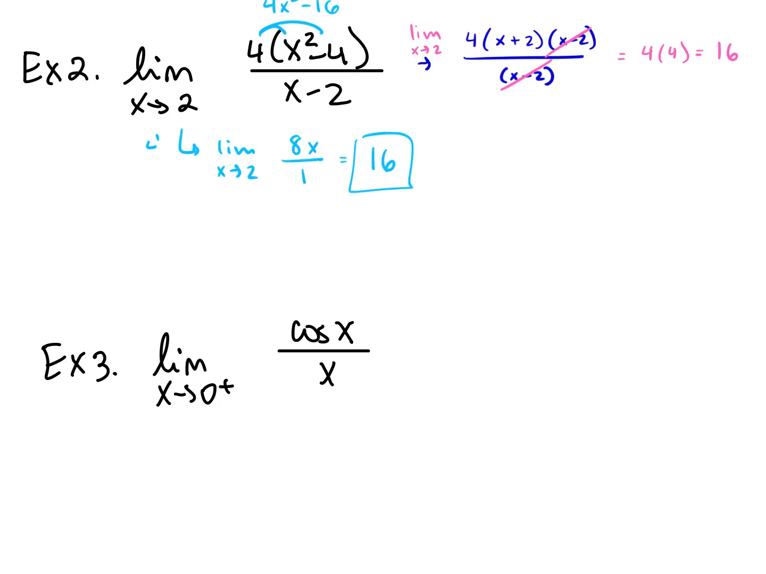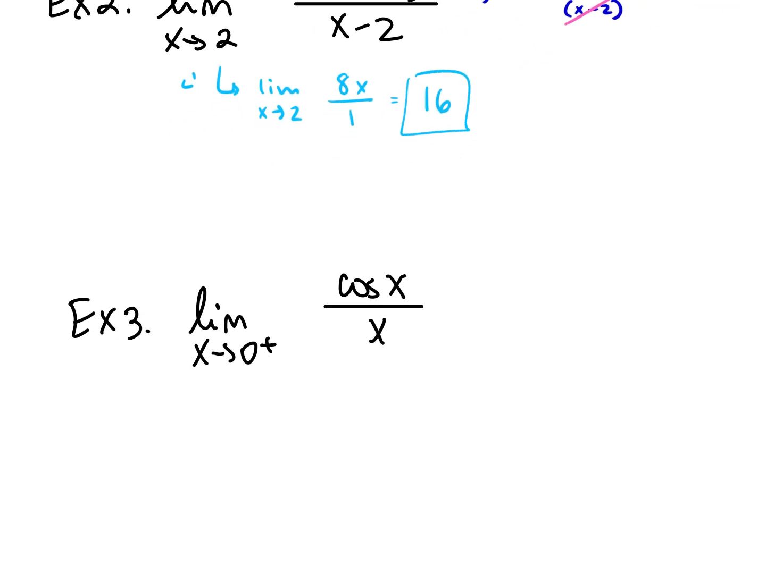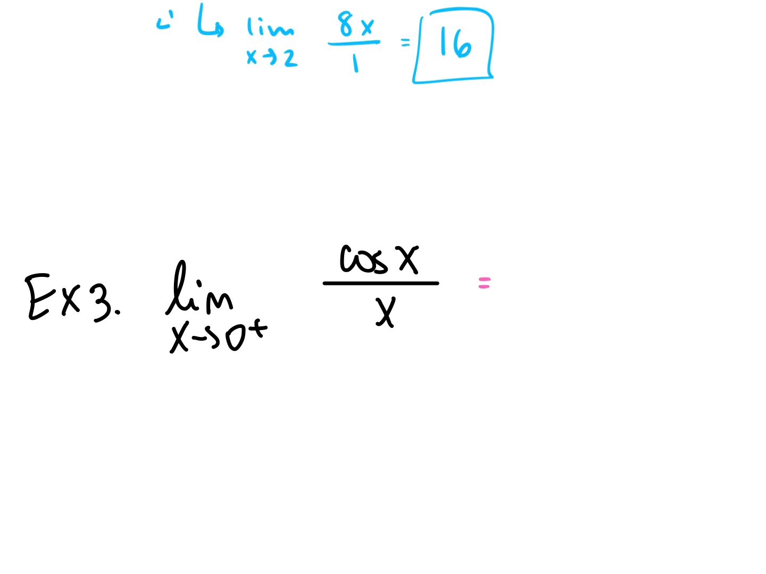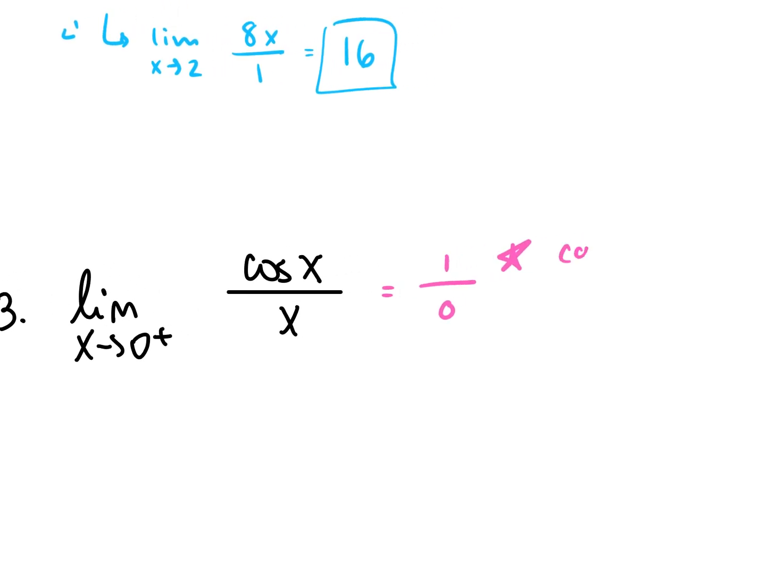Let's look at example 3. The first thing we want to see is, can we use L'Hopital's rule? So when we plug in 0, what's the cosine of 0? 1. And then we plug in 0 in the denominator, we'd get 0. Can we use L'Hopital's rule? No, can't use it here. So it doesn't work.